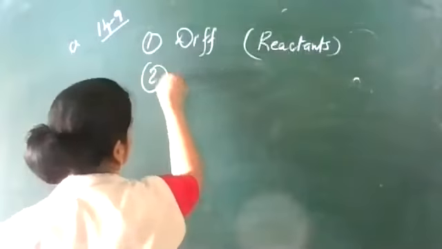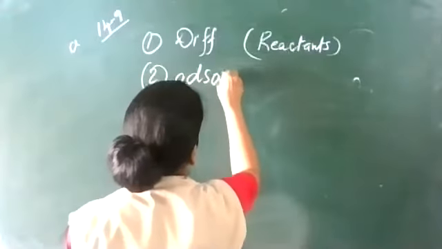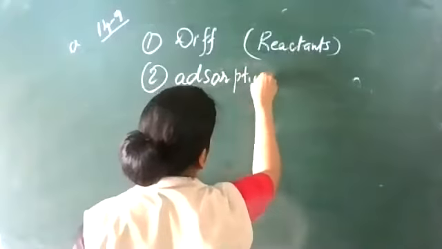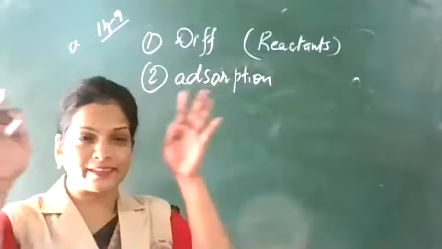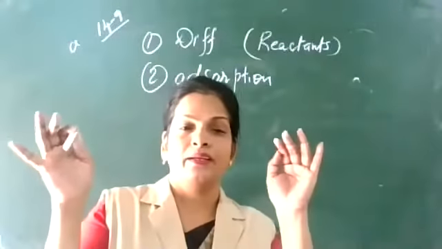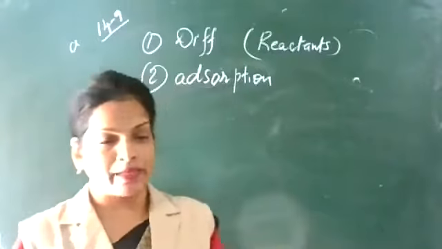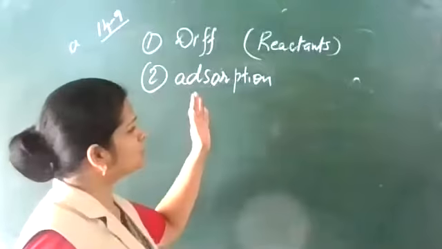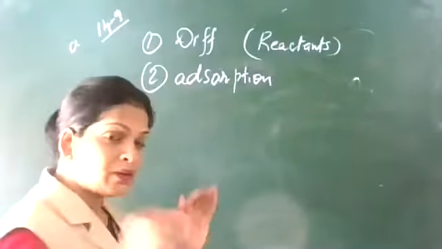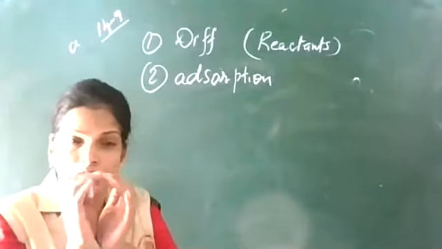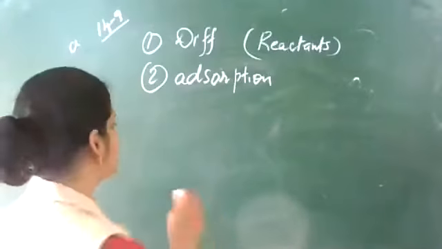Number two, adsorption. Adsorption of the reactants on the surface of the catalyst, either by van der Waals forces or by chemical bonds. Now these reactants are close to each other, and they can collide with each other.